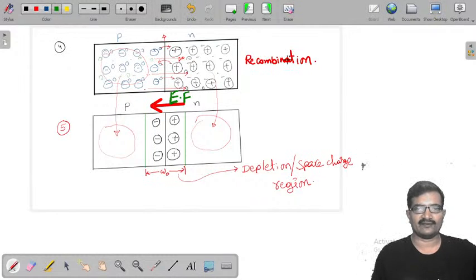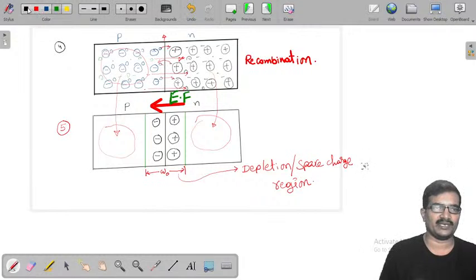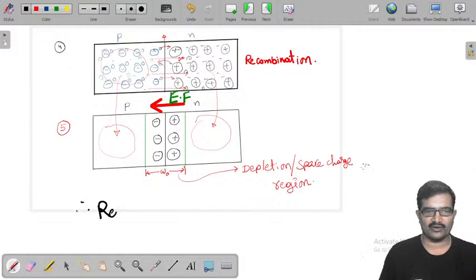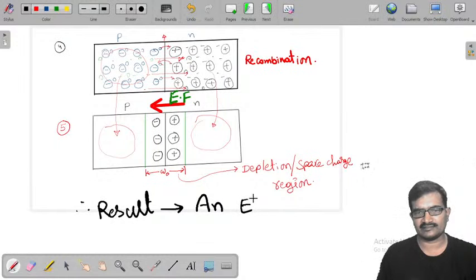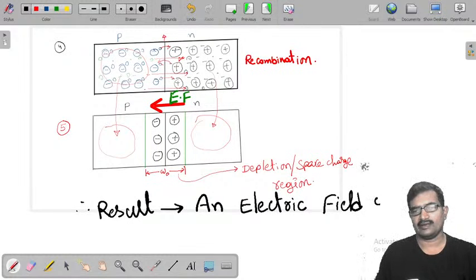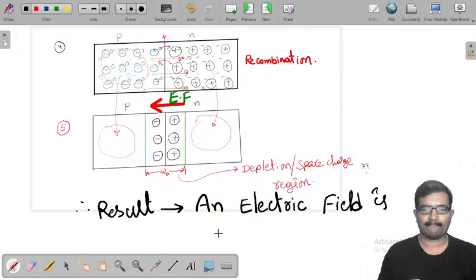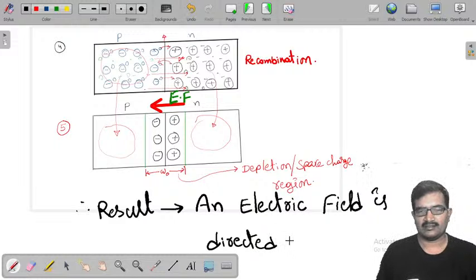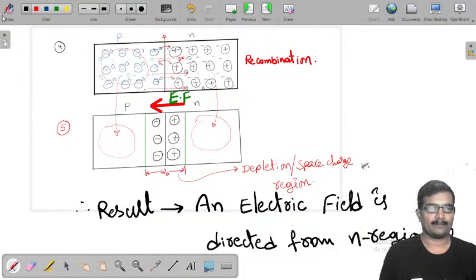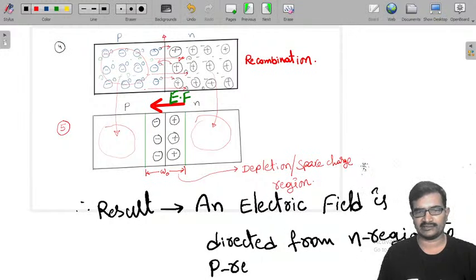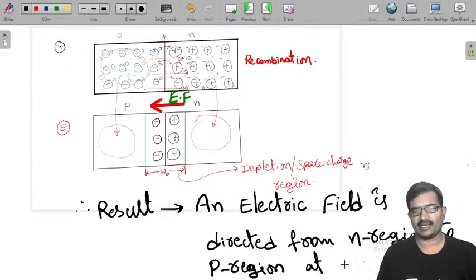Electric field. So after recombination, the result of recombination is an electric field directed from N region to P region at the junction.